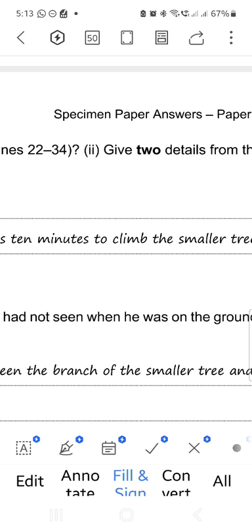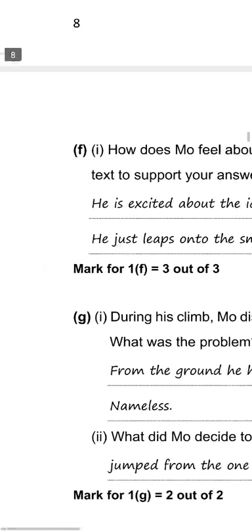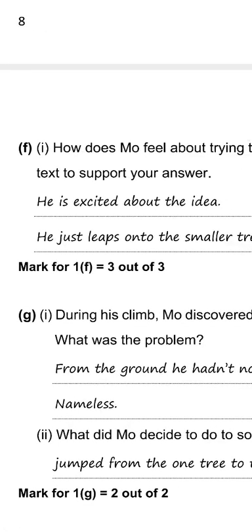Give 2 details. Now, the second part of this question has 3 marks. This second part requires explicit understanding: give 2 details from the text to support your answer. You will write the feeling in your own words. See, he is excited about the idea. This line must be in your own words. And the 2 details, the second part of the question, also has 2 marks. This question has 3 marks in total. The feeling part will be written in your own words, and for the give 2 details part, you can just copy it from the text and paste it here.